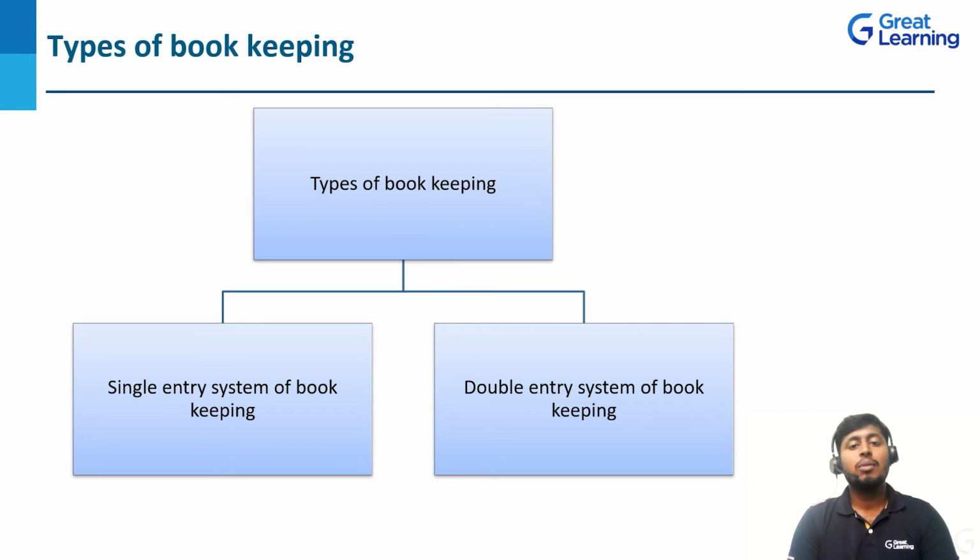Here it is broadly classified into two categories: one, single entry system of bookkeeping, and the second one, double entry system of bookkeeping. We'll see what we mean by the single entry system of bookkeeping and what we mean by double entry system of bookkeeping, with an example.